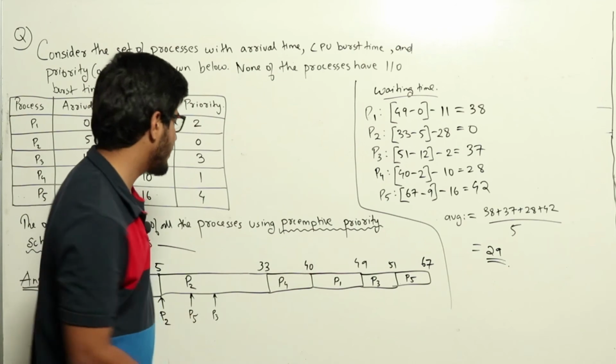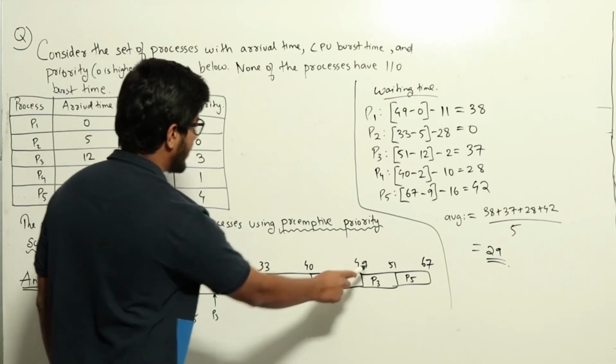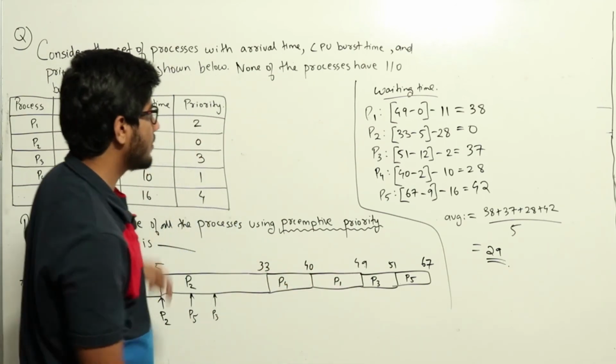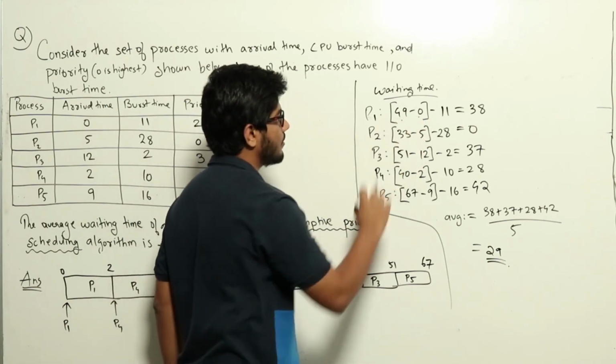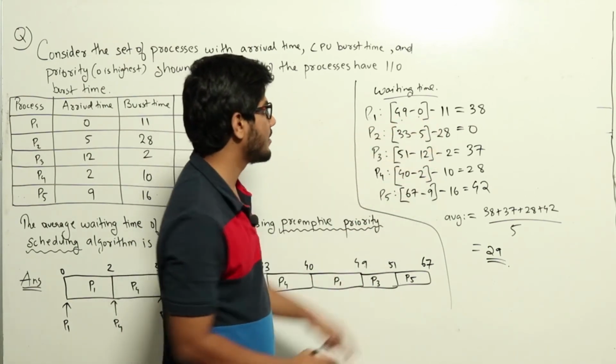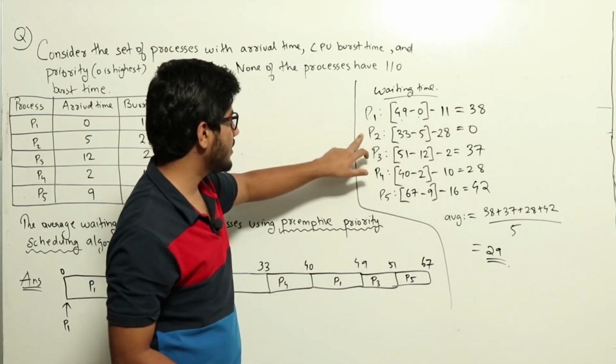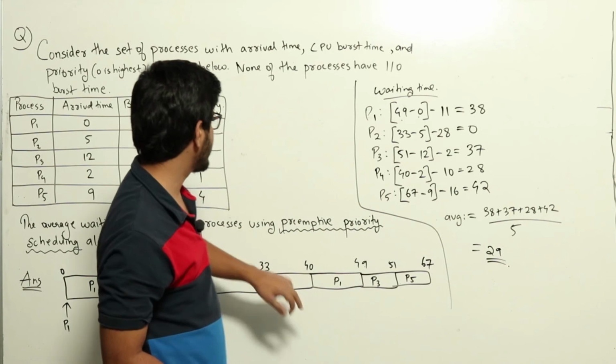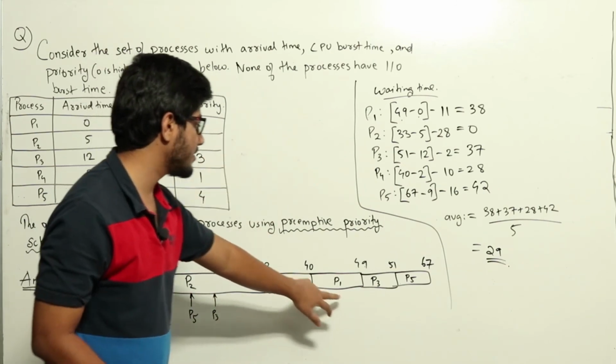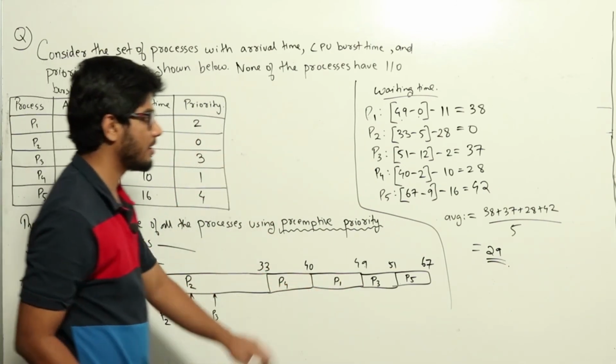So for P1, completed at 49, P1 arrived at 0. So turnaround time is 49 minus 0, and P1 had a burst time of 11. So this minus 11 gives 38. Similarly, I have calculated the waiting time for P2, P3, P4 and P5 based on this table and whatever values I can see in the chart drawn here.